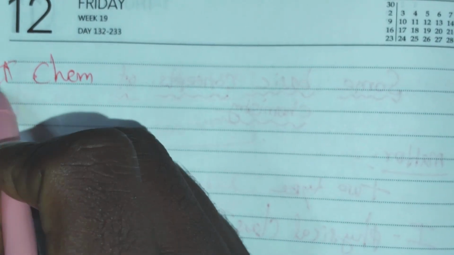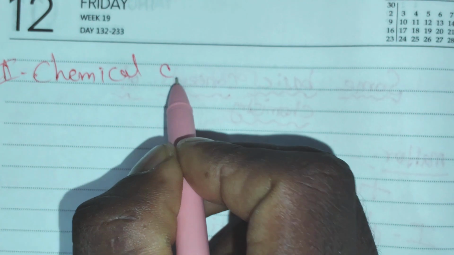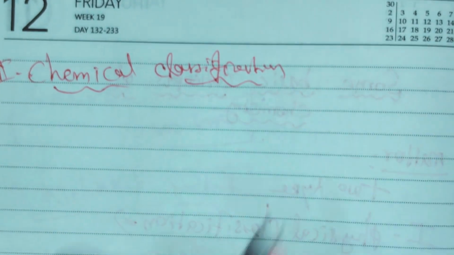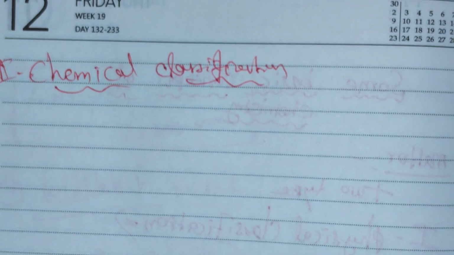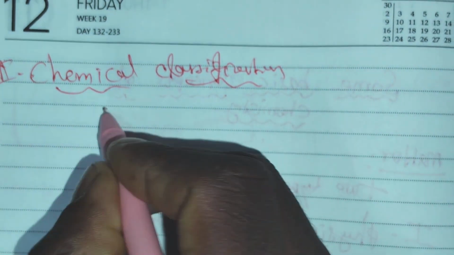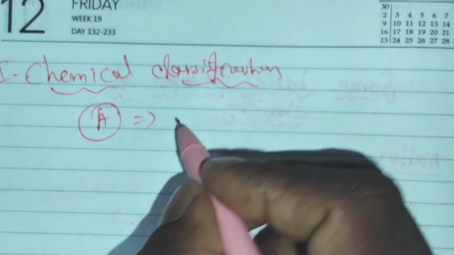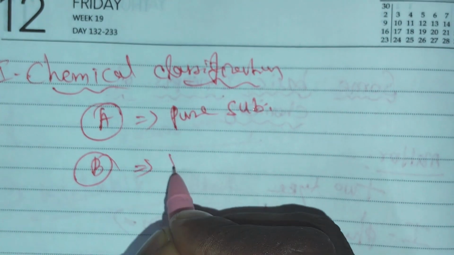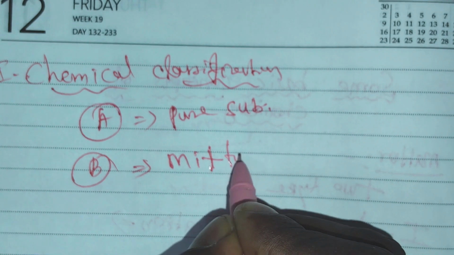So we go to the next one, the chemical classification, the second type. This chemical classification is based on the chemical nature. It is further classified into two types: one is pure substance, and the other is mixture.